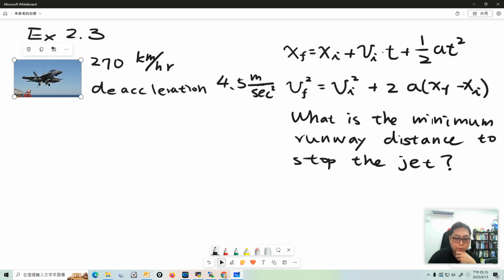In this problem, I'm going to use the equations we obtained last time for constant acceleration motion. One is the equation of motion: the final position equals the initial position plus initial velocity times t plus 1/2 times acceleration times t squared. The other is the final velocity squared equals initial velocity squared plus 2 times acceleration times displacement.